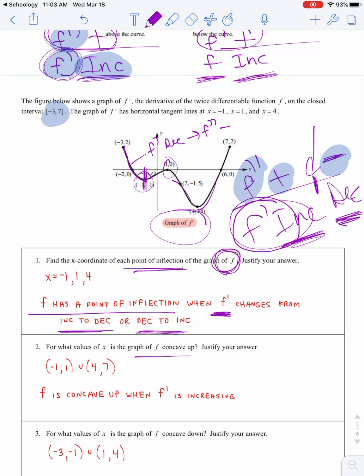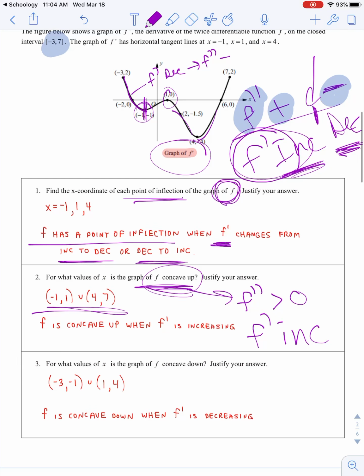Okay, so now it's saying when is the function concave up? Don't look at this graph and say, oh, where is it holding water? No, this is the graph of the derivative. So we want to know when is the function concave up. The function is concave up when the second derivative is positive. The second derivative is positive when the first derivative is increasing. Okay? So where is this function increasing? On these intervals. So again, you can look at that.